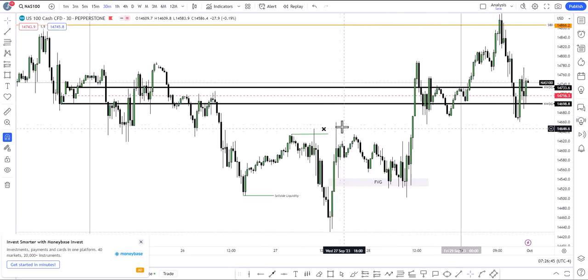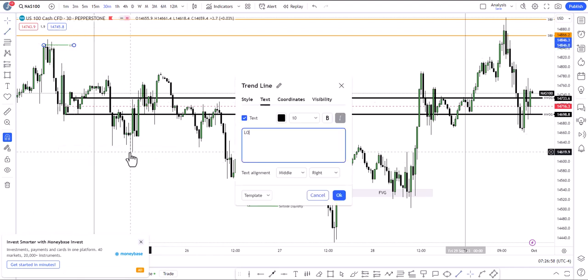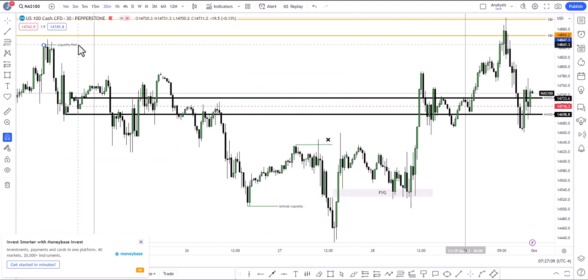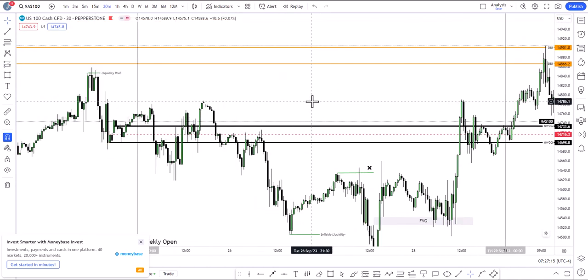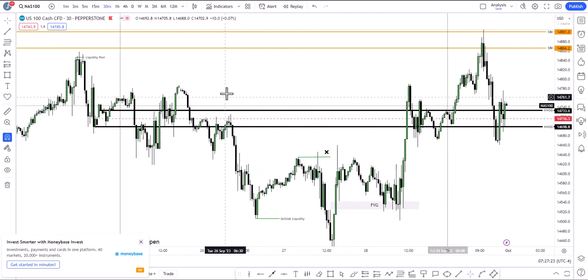Here, I'll look at the 30-minute. As you can see, we had liquidity resting right here. Over time, you'll notice stuff just starts to pop off the screen. These things have always been here, but how do you know they're there if you don't even know they exist? But look at that little liquidity there. Look how clean all this looks.